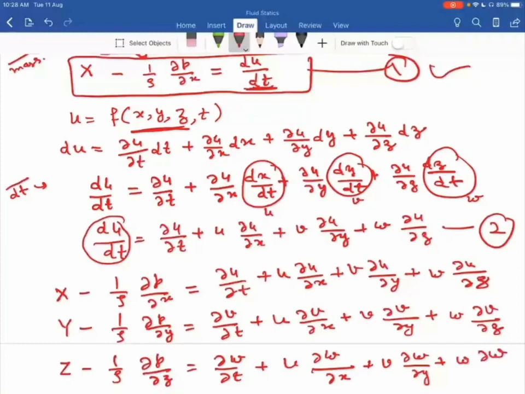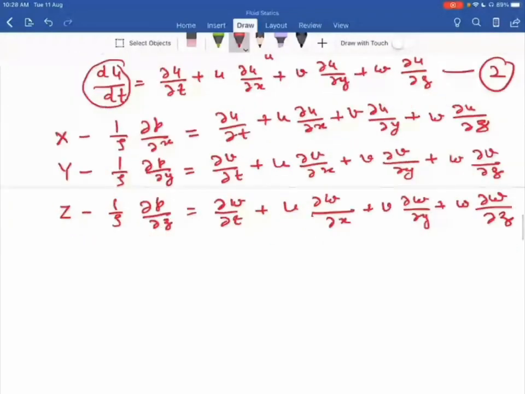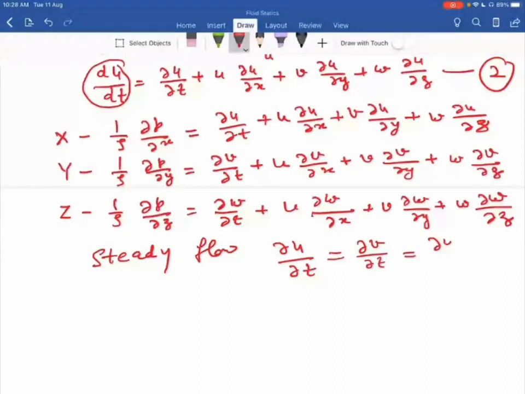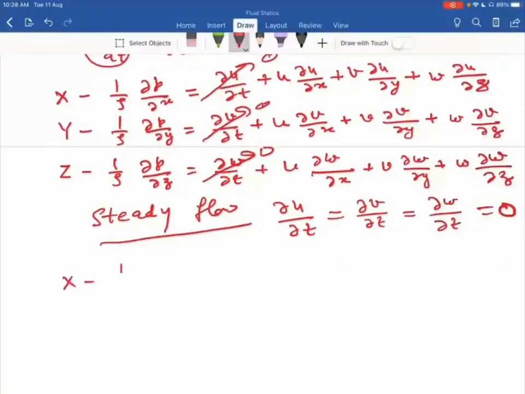ठीक है, सो अभी तक जो assumption थी हमारे पास, that is the fluid is ideal one. Now I am going to put another assumption that say the flow is steady flow, curly u by curly t, curly v by curly t, curly w by curly t. These terms become zero for steady flow. So now I again write the equations. ठीक है, so those equations become x minus 1 by rho curly p by curly x, u curly u by curly x plus v curly u by curly y, w curly u by curly z.